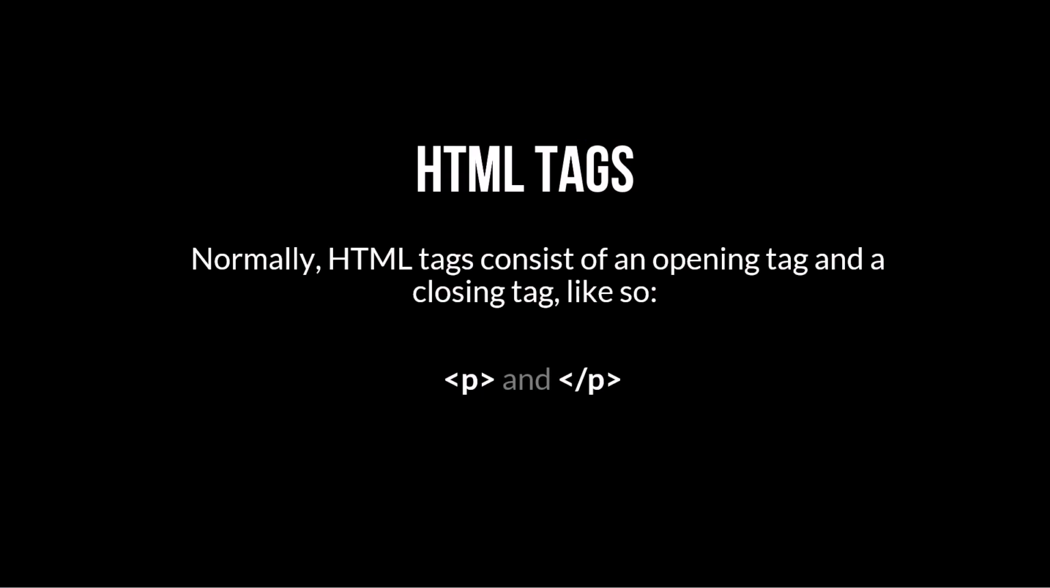Now, normally HTML tags will consist of an opening and a closing tag, like so. So you will have a tag with the less than and greater than sign, the name of the tag inside of it, and then to close that tag, you will put a slash in front of the name of the tag. And so what this tells the browser is that anything inside of these two tags is marked up with this specific tag, and I want you to treat it a particular way based on whatever that tag is. And so inside of here, we're denoting that it is a paragraph tag.